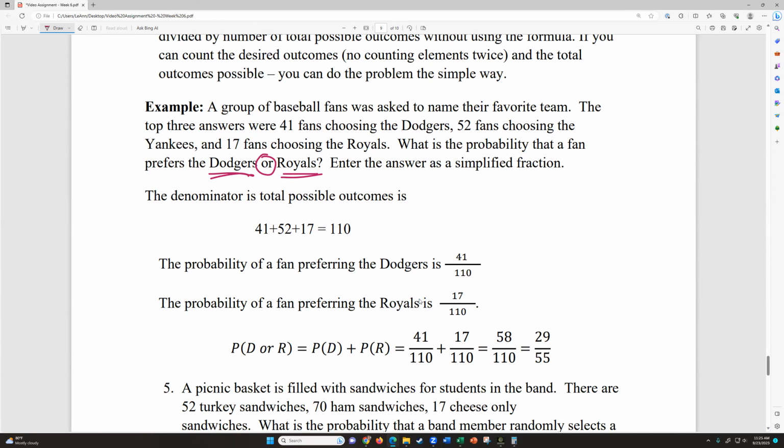So this would be 41 out of 110 plus 17 out of 110. And when we add fractions with the like denominator, remember you only add the tops. You are welcome to use your calculator on these fraction additions. Remember you have that accessible to you. But that is 58 out of 110, which reduces down to 29 out of 55.